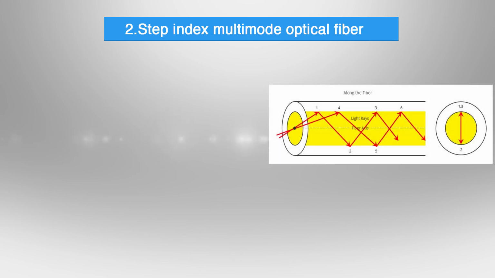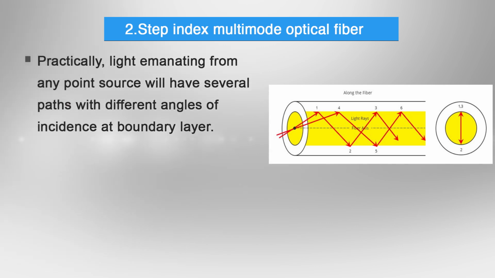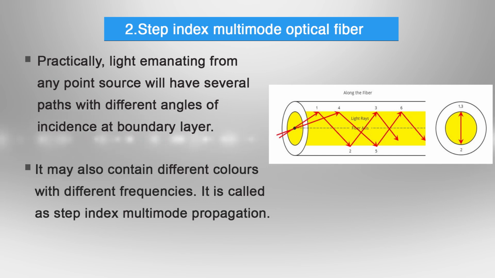The second type of optical fiber is step index multimode optical fiber. Practically, light emanating from any point source will have several paths with different angles of incidence at the boundary layer. It may also contain different colors with different frequencies. It is called step index multimode propagation.